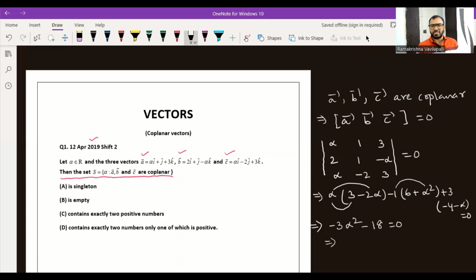So, this implies that 3 alpha square plus 18 equal to 0 is never possible since alpha is a real number, so it has no real solutions. So therefore, option B is correct. That set contains no elements. So that's why it is an empty set.